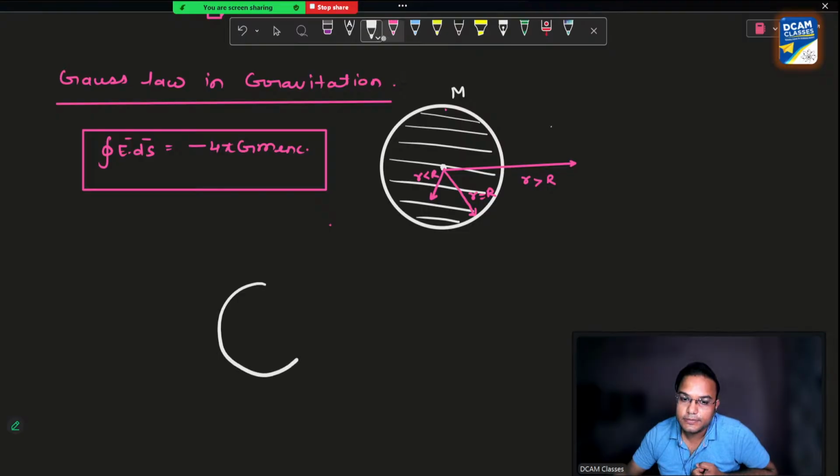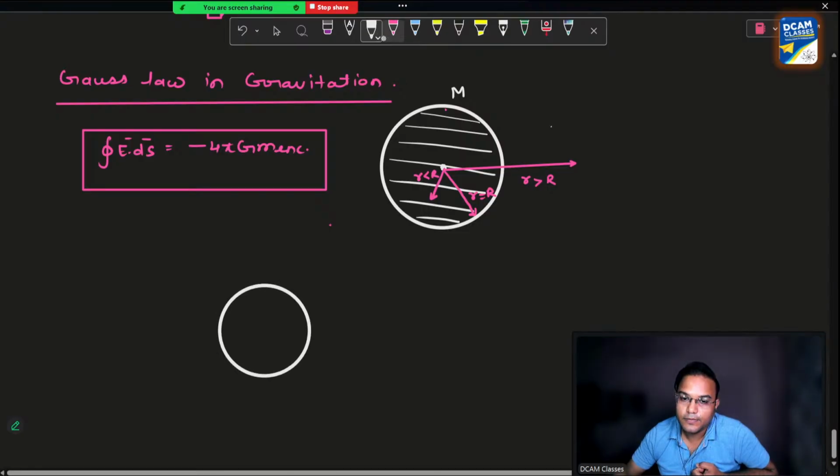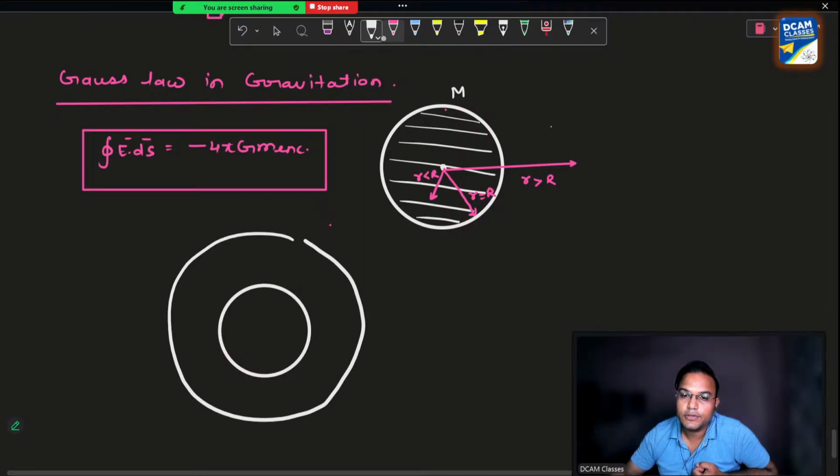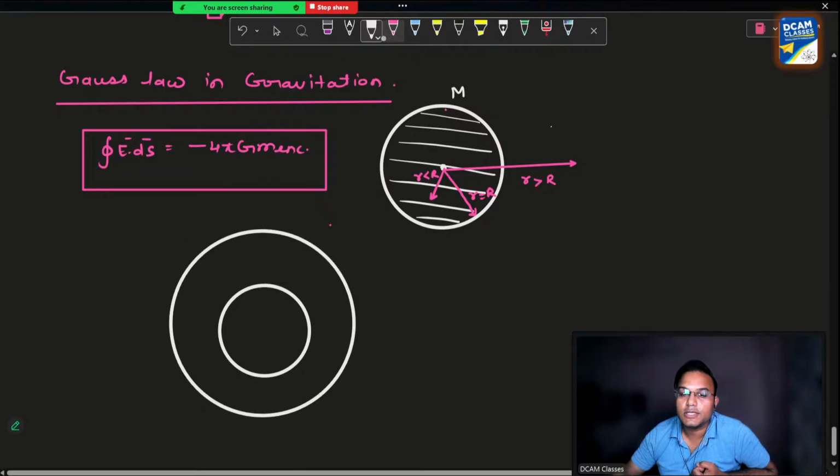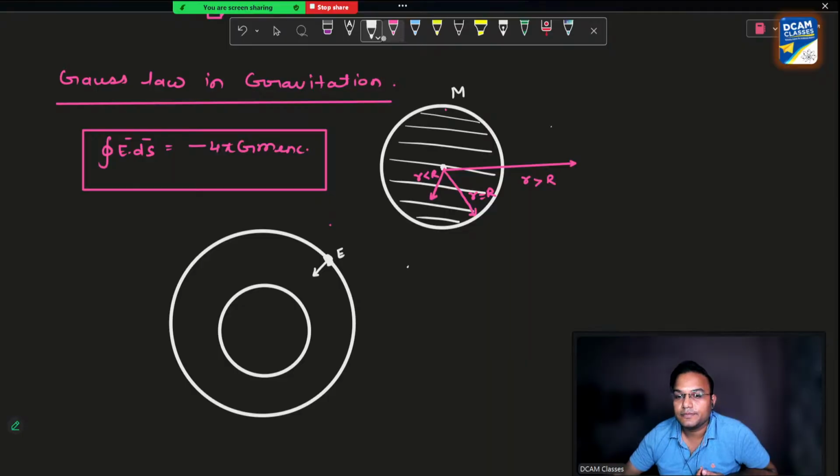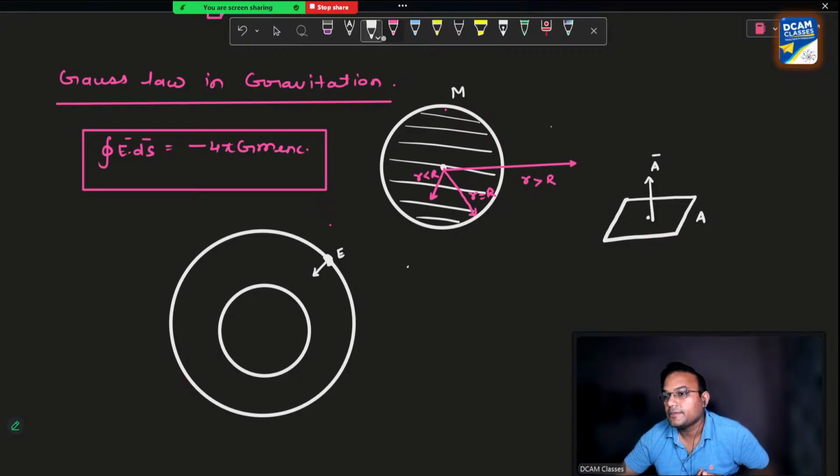This is a mass. We take a Gaussian sphere. This is a Gaussian surface. A Gaussian surface is a closed, spherical surface on which the field is always perpendicular to the area vector, correct? Now I'll teach you about the area vector. What is an area vector? The area vector is actually perpendicular to the surface. Okay?